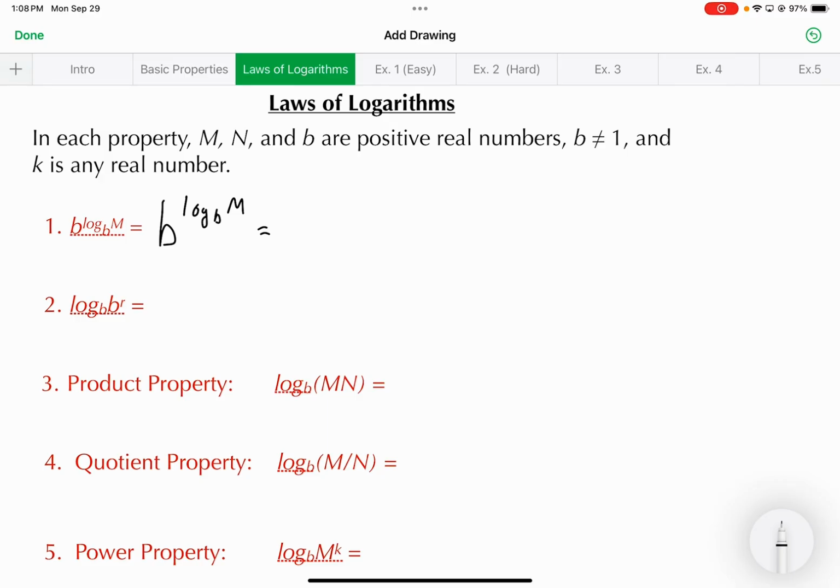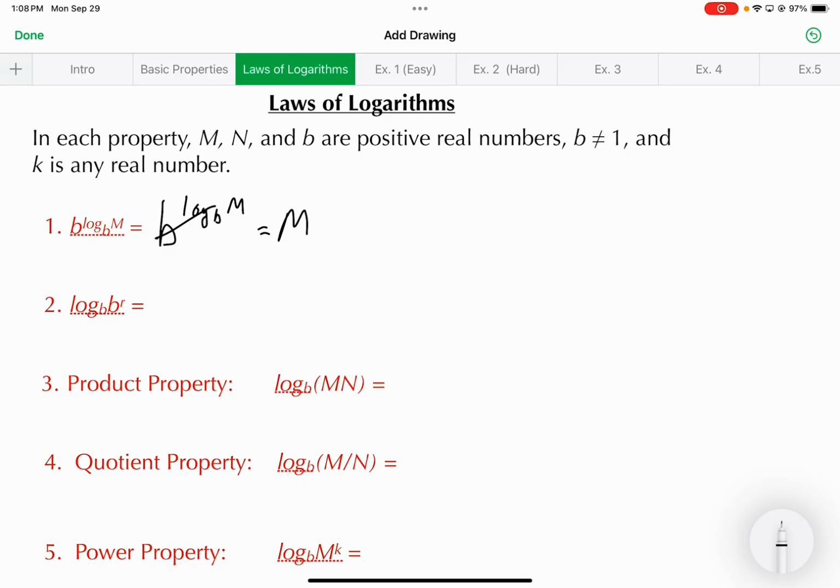What is that equal to? Anybody remember? m. Yes, the b to the log base b cancels out, and I end up with just m. Good. These are what we would call our inverse properties.